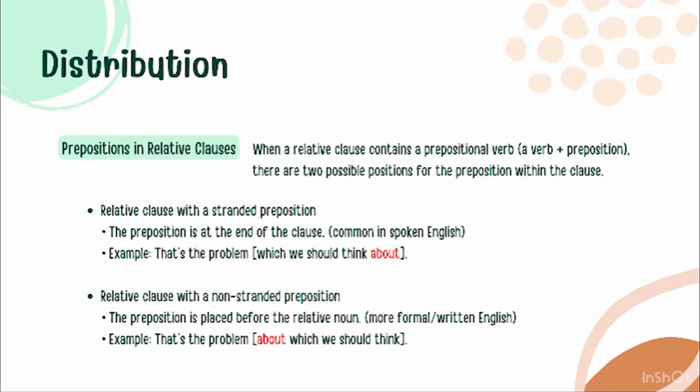And when a relative clause contains a verb and a preposition, there are two ways to place that preposition within the clause. First, the preposition is at the end of the clause. It is commonly found in spoken English. And second, the preposition is placed before the relative pronoun. This is a feature of formal and written English.